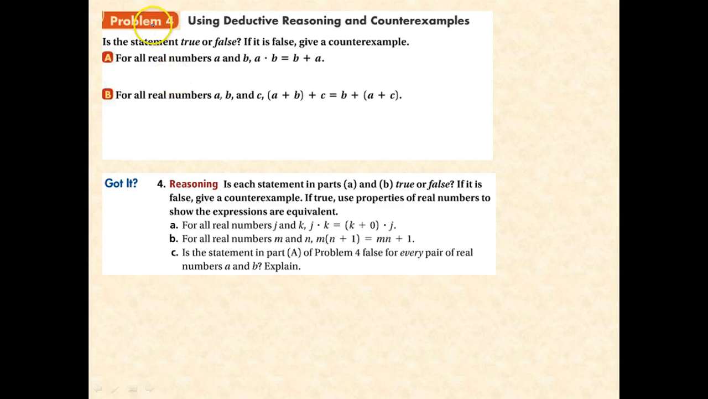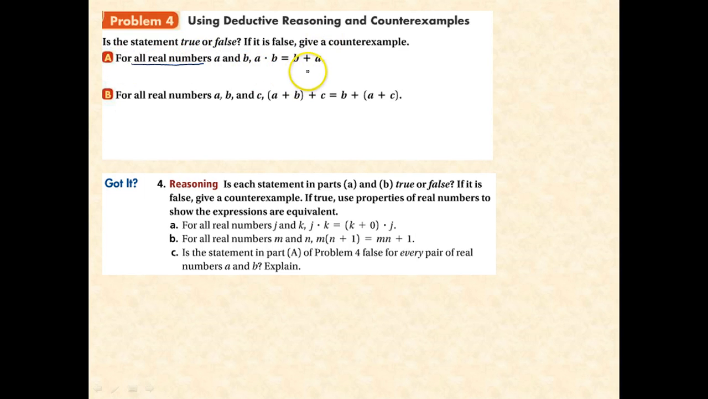Let's look at problem 4. Is the statement true or false? If it is false, give a counterexample. For all real numbers a and b, a times b equals b plus a. Well, let's see. That doesn't sound like it should be true. Let's pick some numbers and see if we can get a counterexample. In order to prove it's false, we just have to give one counterexample because it says for all real numbers. So if we find two real numbers that it doesn't work for, then we say false.